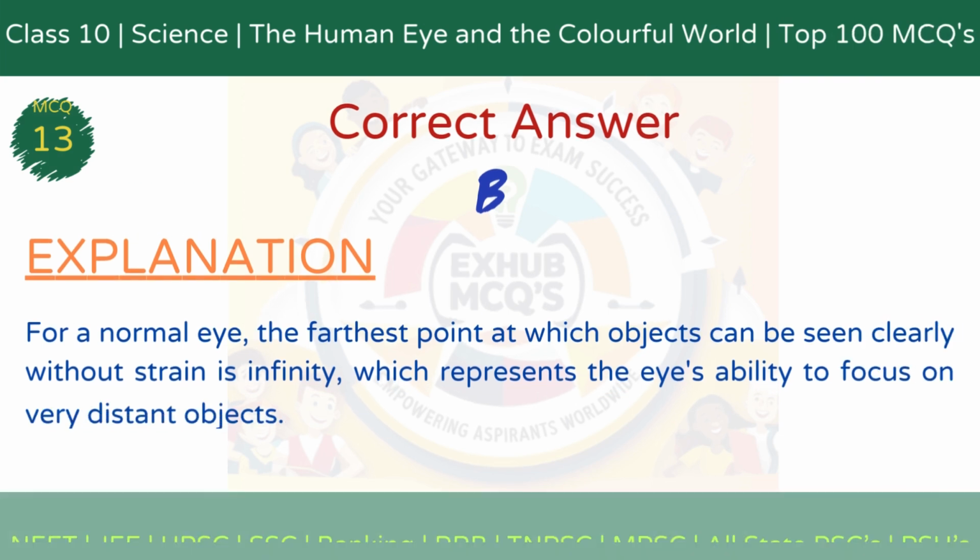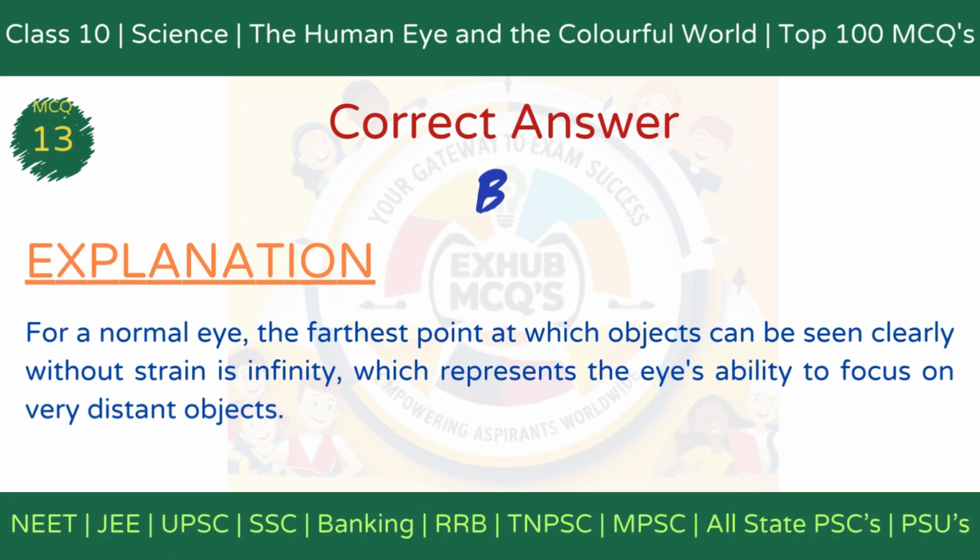The correct answer is option B, infinity. Explanation: for a normal eye, the farthest point at which objects can be seen clearly is infinity. The eye's lens adjusts to focus on objects that are extremely far away.